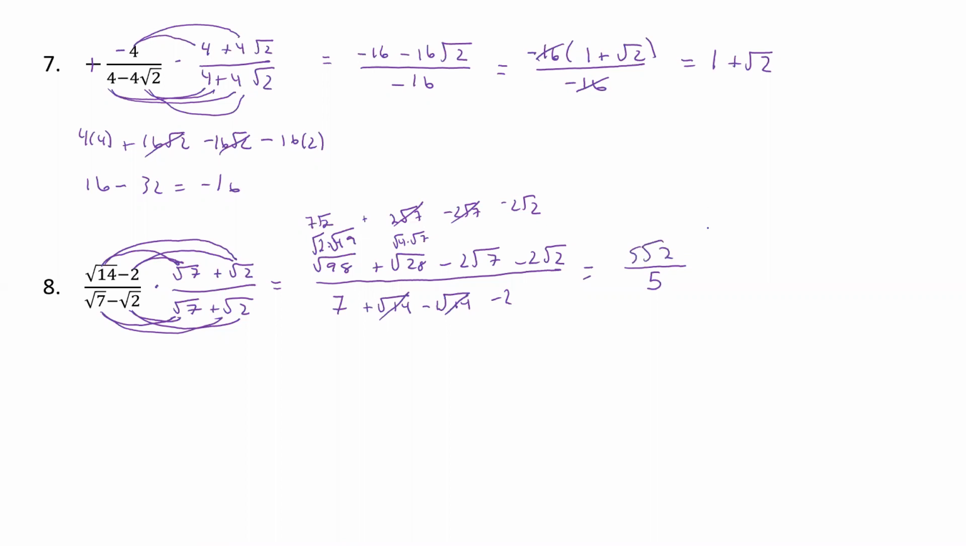And so now am I done? No, because guess what? Now my 5 cancels a 5. And that whole thing breaks down to just the square root of 2. So all of this, rationalizing the denominator, gives me just the square root of 2. All right.